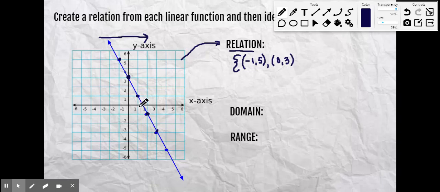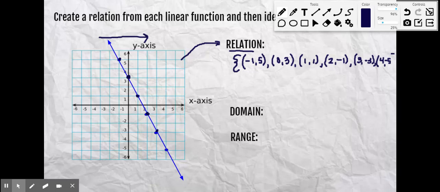Moving left to right, 1, 1, comma. Here we're at 2, but now we're at -1 on the y-axis. So +2 on the x, but -1 on the y. My next point is 3 on the x, -3 on the y. And my last point would be 4 on the x and -5 on the y.